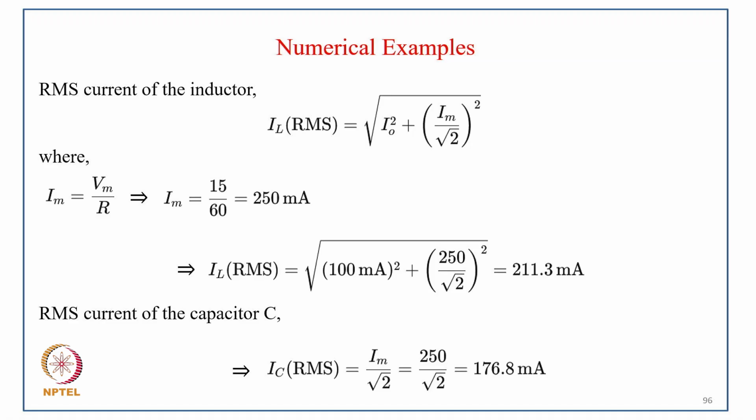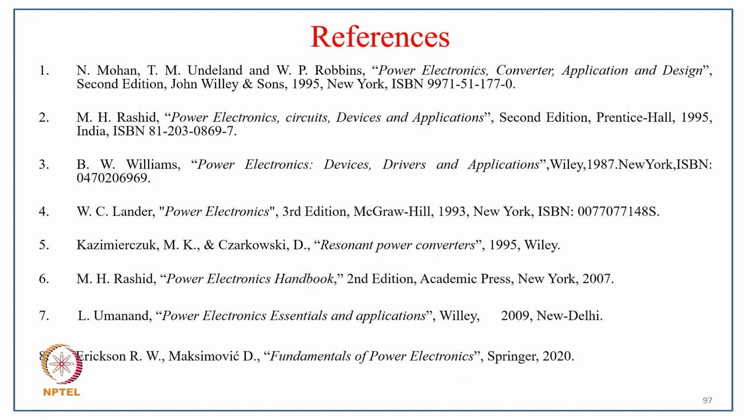So the RMS current of the inductor IL RMS equal to under root I0 square plus IM upon root 2 square. So IM is VM upon R, and that comes IM equal to 15 by 60, 250 milliampere, and IL RMS equal to putting a value it comes 211.3 milliampere, and RMS current of capacitor IC RMS is IM by root 2, that comes 176.8 milliampere.